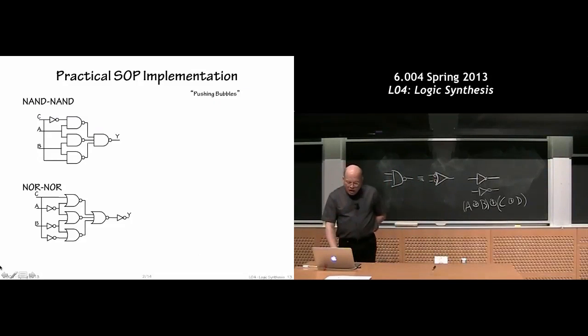Both of these are implementations of a sum of products, in fact the same sum of products we've been dealing with. One is a NAND-NAND tree, and the other is a NOR-NOR tree. You can see the NOR-NOR tree actually involves a lot more inversions. But let's work through, using De Morgan's law, why this is equivalent to the sum of products we've seen earlier.